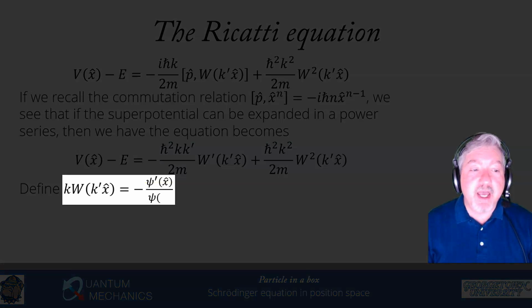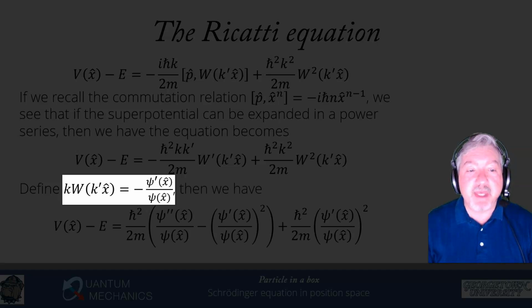Now, if we define k W of k prime x hat to be minus psi prime of x hat over psi of x hat, at the moment it seems like I'm just pulling this out of my hat, and maybe I am, but you'll see there's an important reason why I did pull this out of my hat, because it leads to a great simplification. So we're going to write the superpotential times k as minus psi prime of x hat divided by psi of x hat.